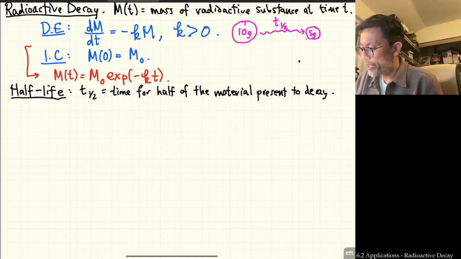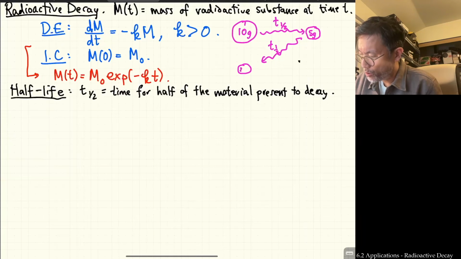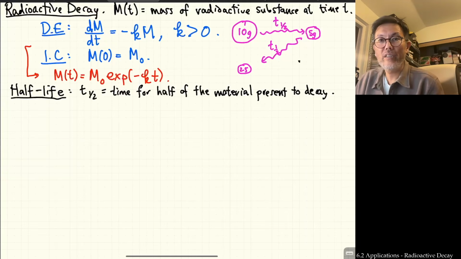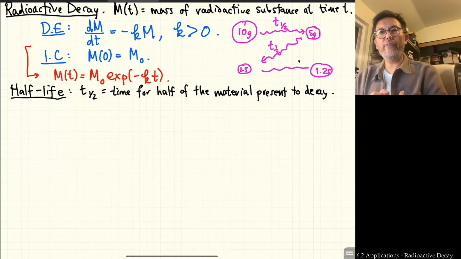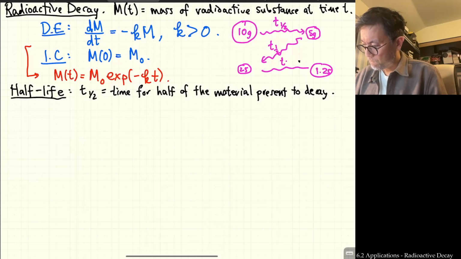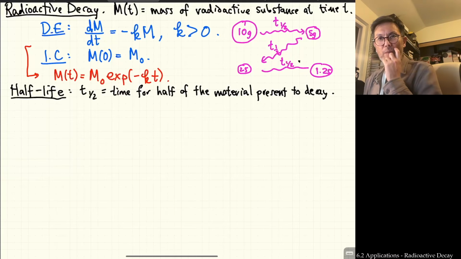Okay? And then you could wait another half-life, couldn't you? Maybe you wait another half-life, t sub 1/2 again, and then you have an even smaller thing down here, and this thing is 2.5 grams. Yeah, and if you wait another half-life, you have something like 1.25 grams. So every time you wait a half-life, your pile shrinks by half.